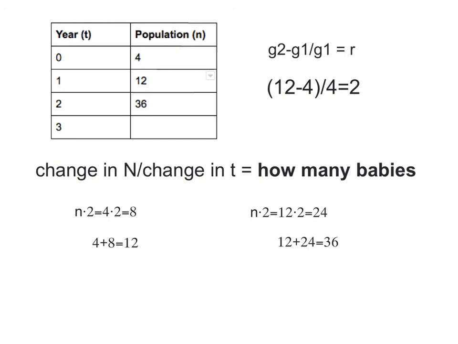All right, now pause the video and go ahead and do that again the same way, but to find year 3. All right, so you should have gotten 108 as your new population for year 3.